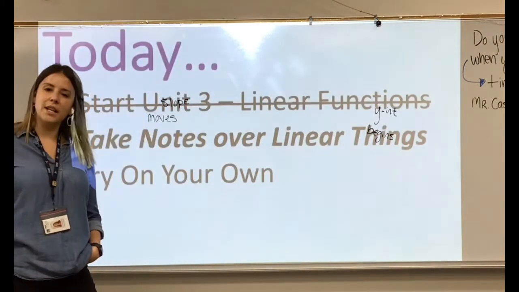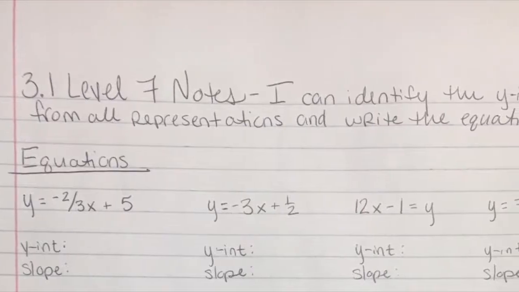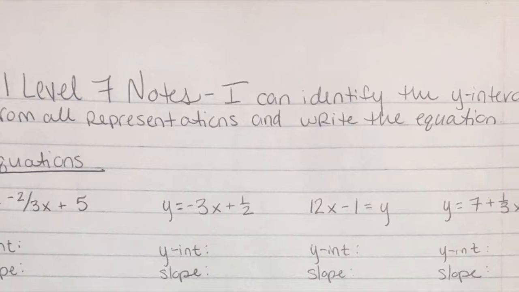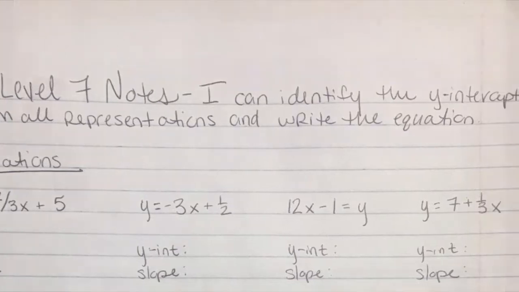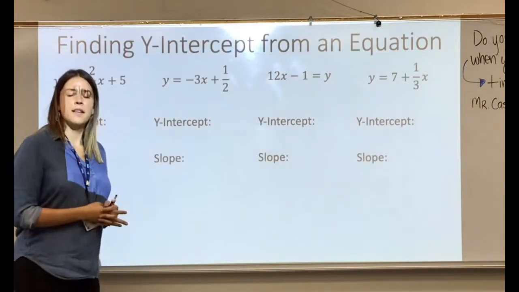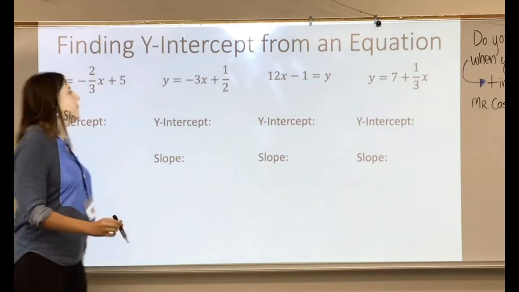Let's go ahead and start taking notes over linear things. Here's the start of your 3.1 Level 7 notes. Pause the video to copy those 4 examples down. Today we're going to start with equations. So here are the 4 examples that you have in your notebook. We're going to identify the y-intercept and the slope from all of them.